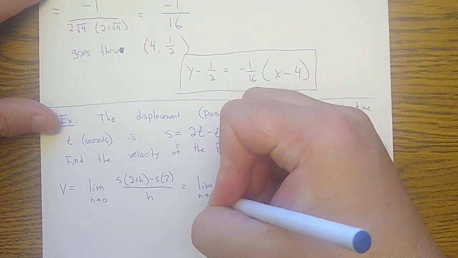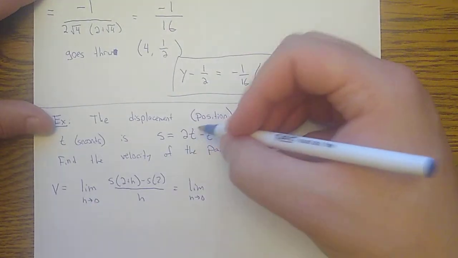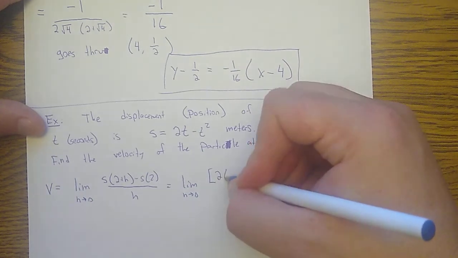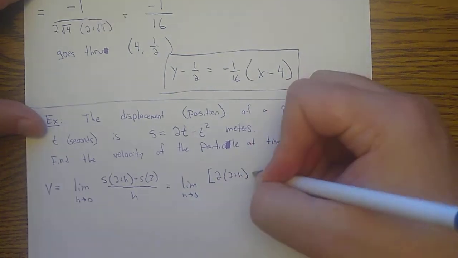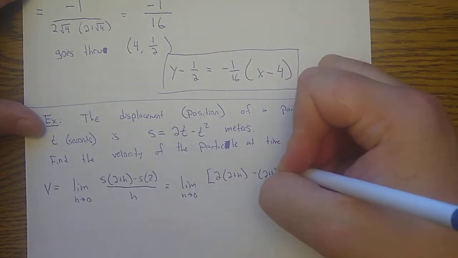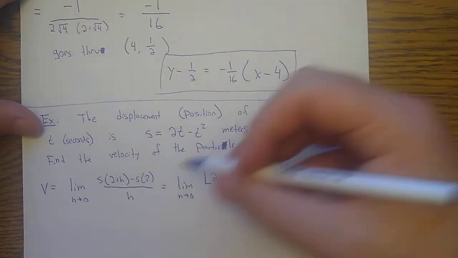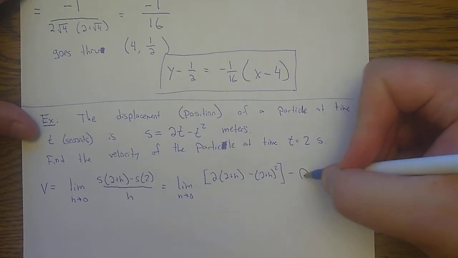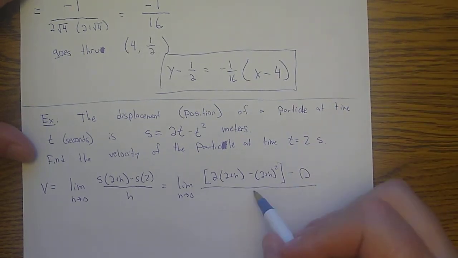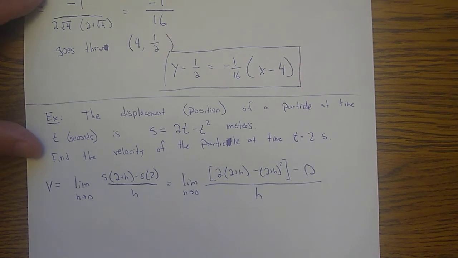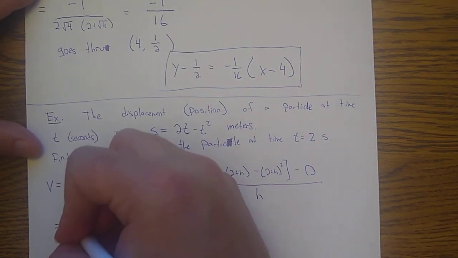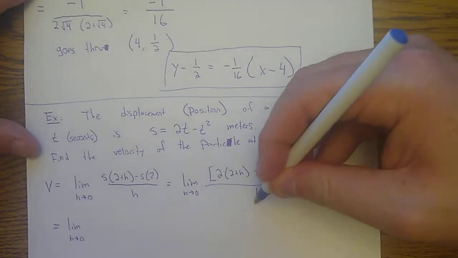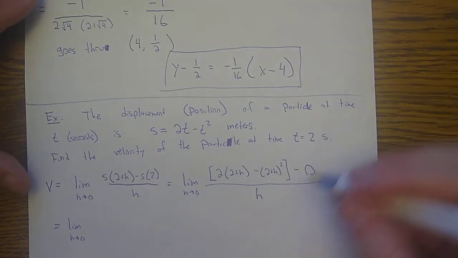So we ought to be able to knock this out quick. I'm plugging it in. What's s of 2 plus h? I've got 2 times 2 plus h minus 2 plus h squared. And then what's s of 2? If I plug it in, I figure out that it's 0, actually, over h. We know what we need to do. We need to keep doing algebra until we're able to cancel this h from the bottom.